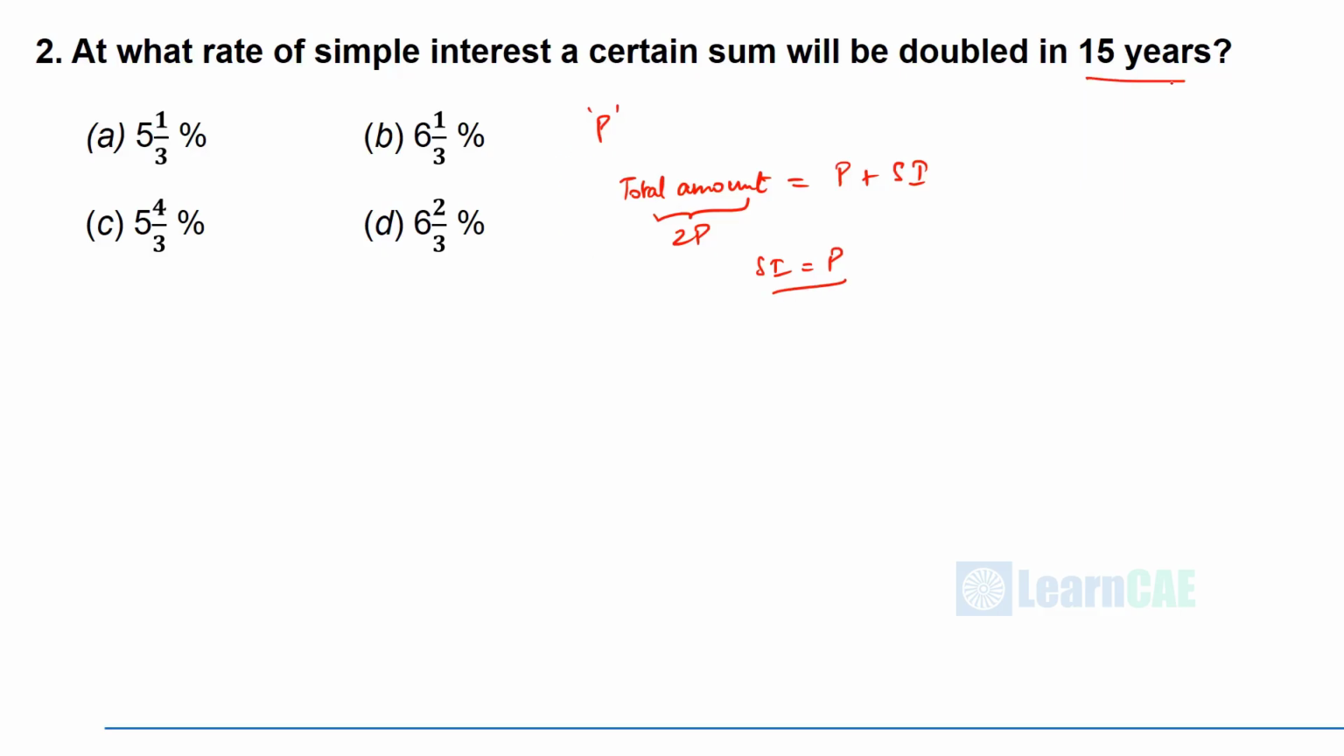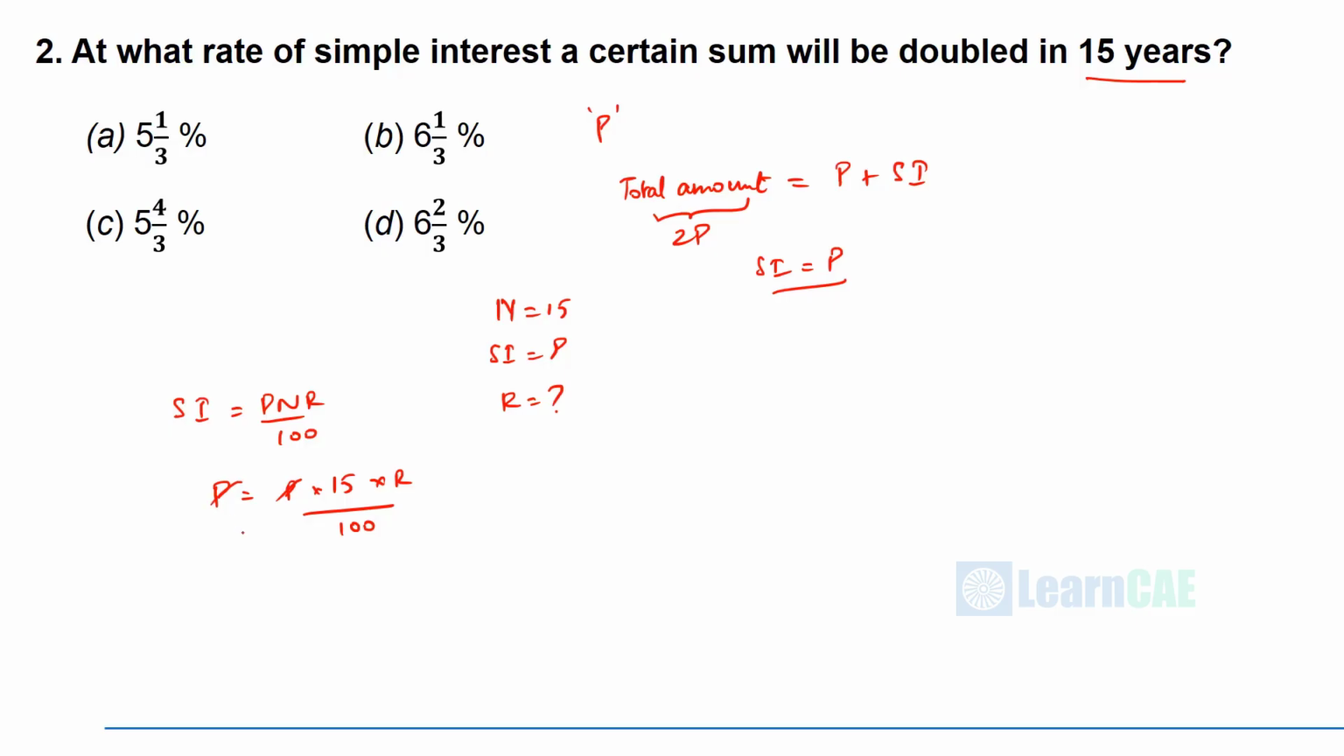Now the number of years is given as 15 years. N is equal to 15 years. Let the principal be P and the simple interest is equal to P. So we shall write the formula. Simple interest is equal to PNR by 100. SI is equal to P. So P is equal to P into N, which is 15, R is what we have to find out, by 100.